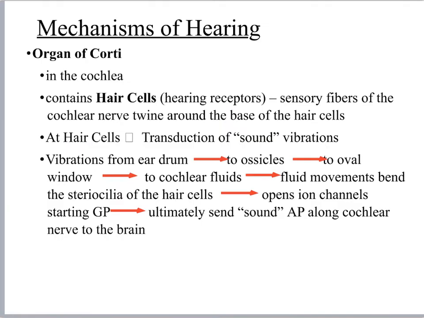This is the next slide, and all this is doing is giving you the pathway that you're going to memorize. This is supposed to be an arrow, it didn't import correctly, okay? So basically what you've got is the vibrations bouncing on the tympanic membrane, going through the auditory ossicles, through the oval window to the cochlear fluids. The fluids move, bending the hair cells, which opens ion channels, starting a local or graded potential, and that can potentially become an action potential that goes along the cochlear nerve to the brain. That's it. Just write it out a few times and you've got it.